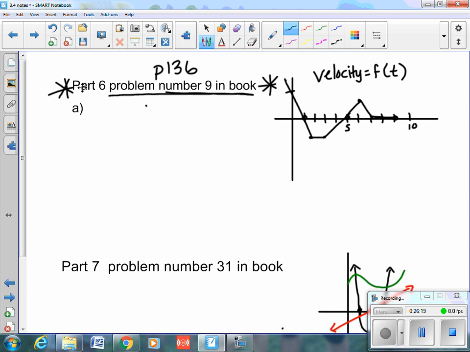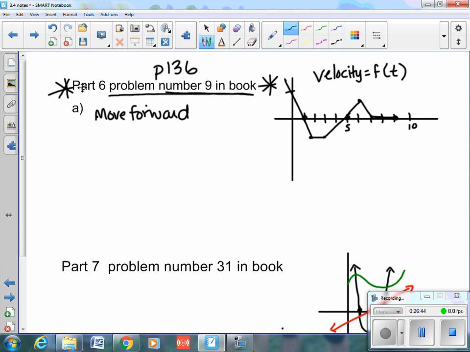So, what is this saying? Look at A first. A says, when does the particle move forward? When does it move backwards? When does it speed up? When does it slow down? So there's a lot of questions. Okay. When does it move forward?